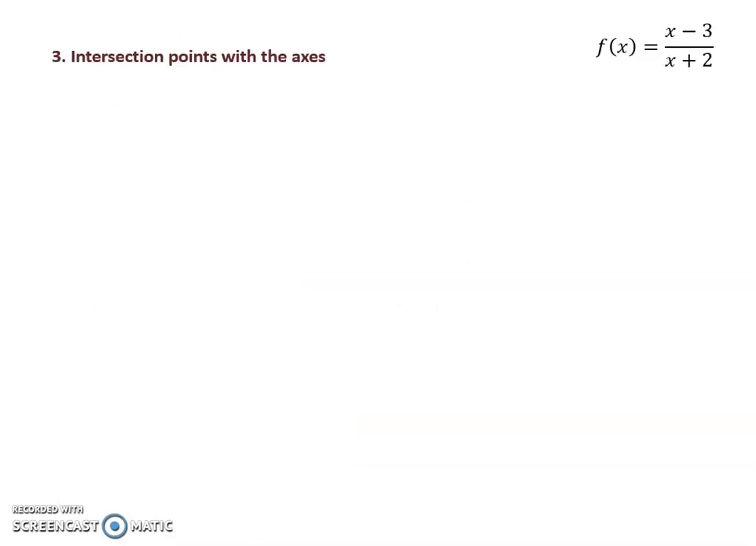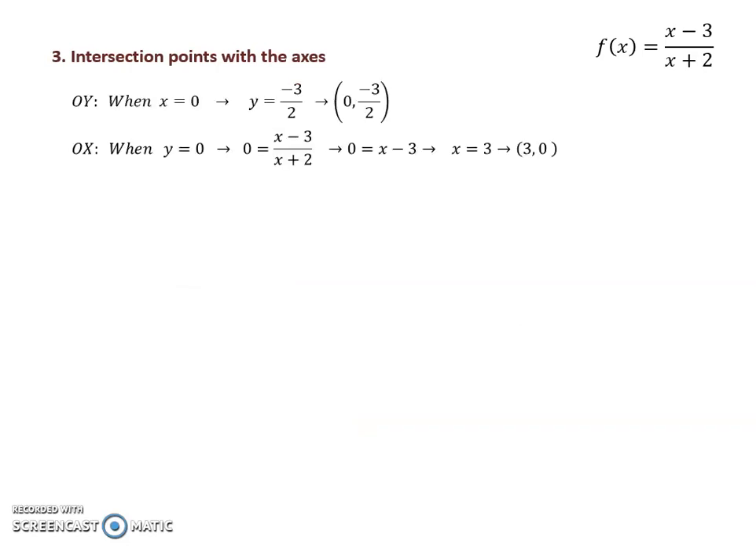Third step will be intersection points with the axes, x-axis and y-axis. Okay, intersection point with the y-axis. So replace x equals 0 in the function, and we obtain 0 minus 3 over 0 plus 2, so minus 3 over 2 is an intersection point with the axis, the y one.